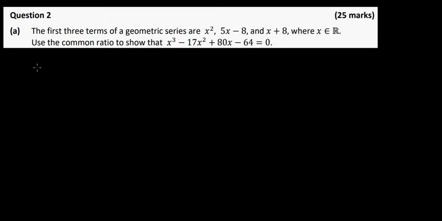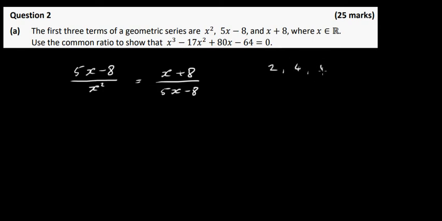So in other words, 5x minus 8 divided by x squared should be exactly the same as x plus 8 divided by 5x minus 8. So for example, if you have a geometric series, let's say 2, 4, 8, 16 and so on, here our common ratio is equal to 2, so you're multiplying each term by 2. If you divide 4 by 2 you get 2, if you divide 8 by 4 you get 2, if you divide 16 by 8 you get 2, and so on. So here all we've done is taken this divided by x squared, taken x plus 8 divided by 5x minus 8, and we should get the same term.